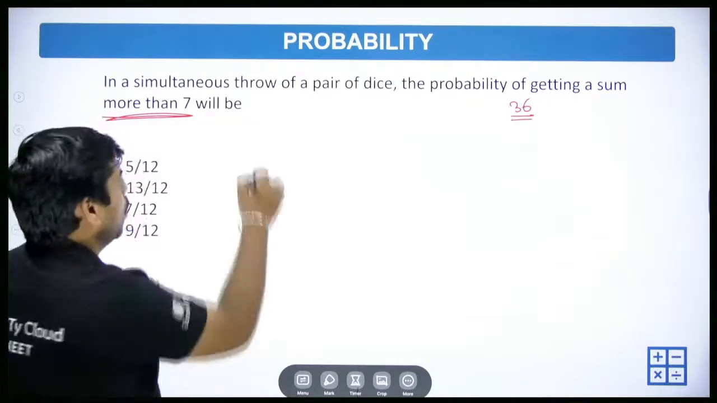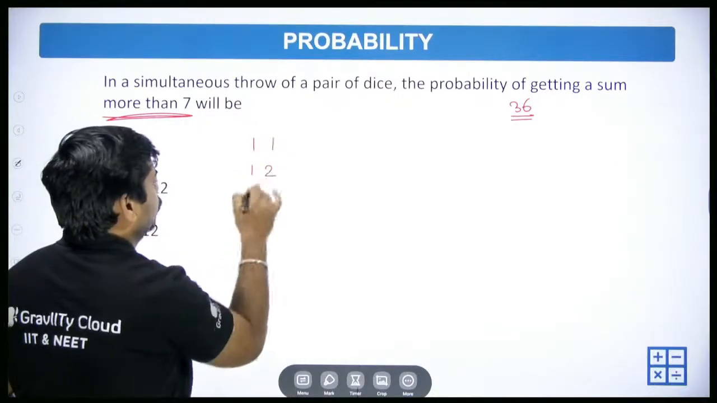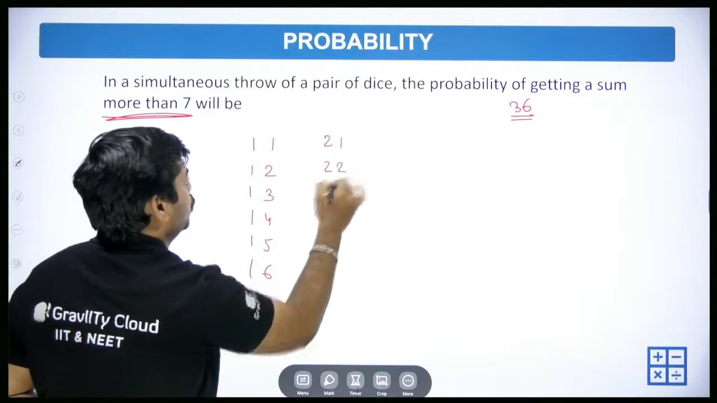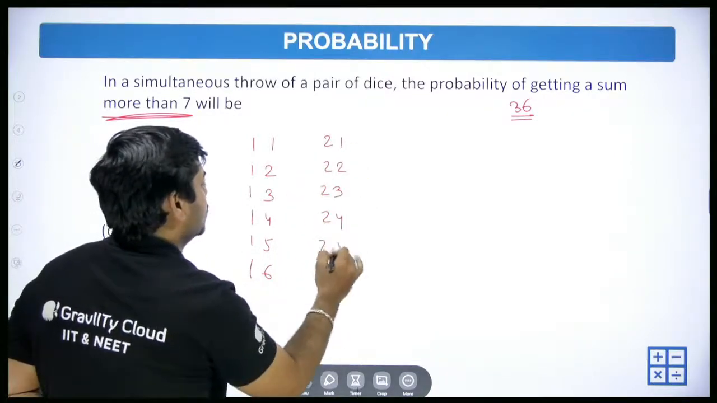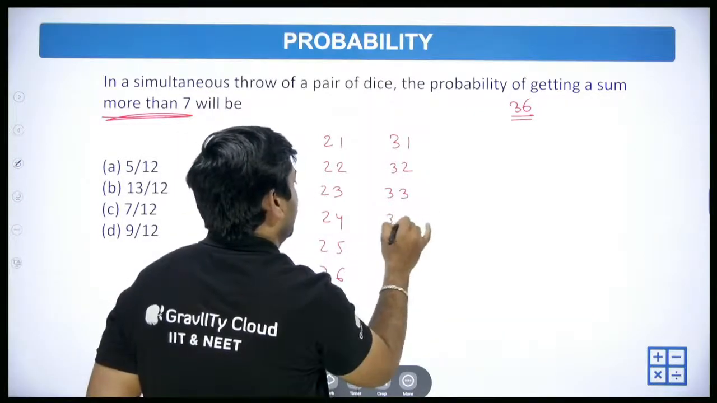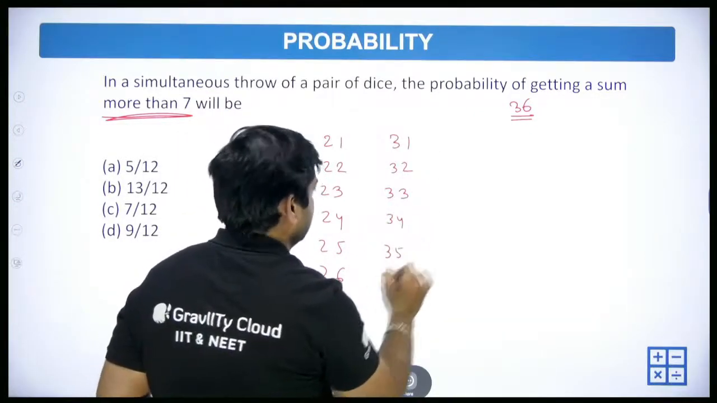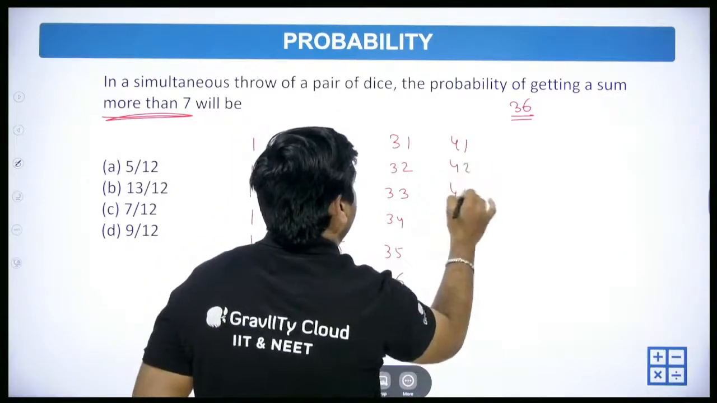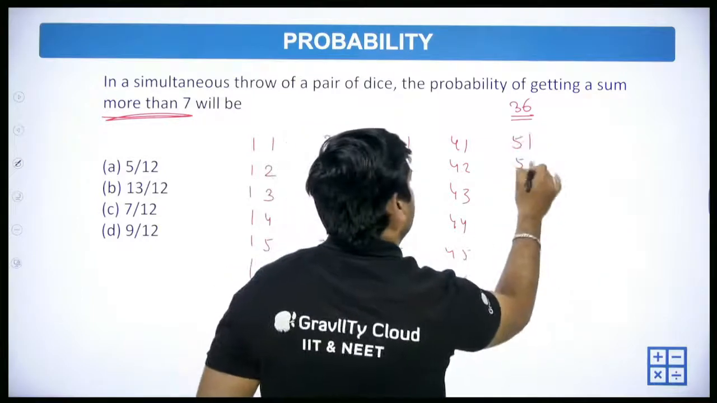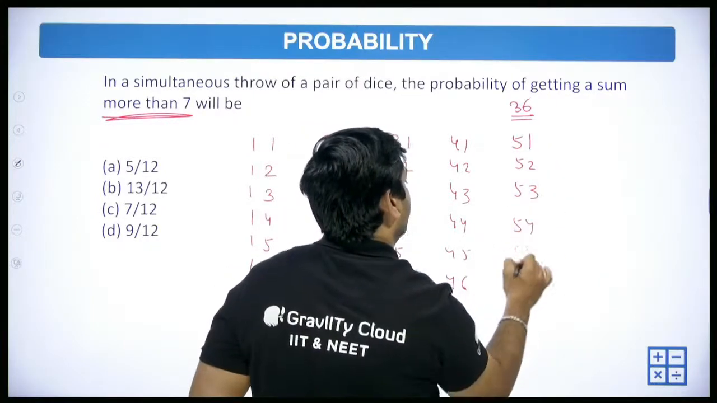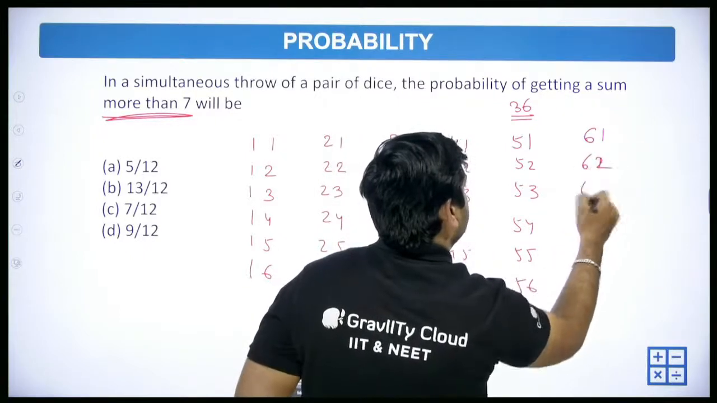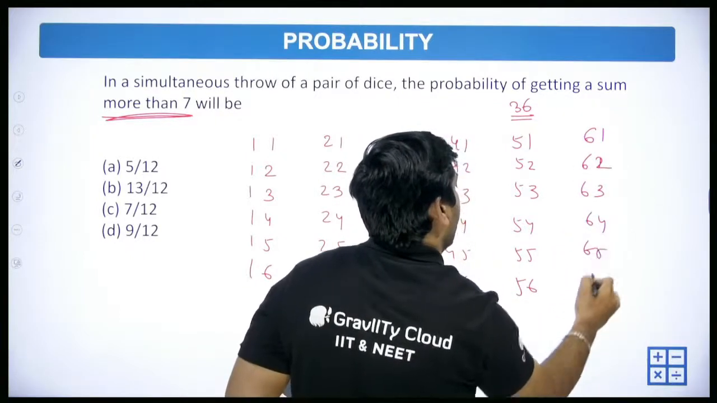So 1 1, 1 2, 1 3, 1 4, 1 5, 1 6, 2 1, 2 2, 2 3, 2 4, 2 5, 2 6, 3 1, 3 2, 3 3, 3 4, 3 5, 3 6, 4 1, 4 2, 4 3, 4 4, 4 5, 4 6, 5 1, 5 2, 5 3, 5 4, 5 5, 5 6, and 6 1, 6 2, 6 3, 6 4, 6 5 and 6 6.